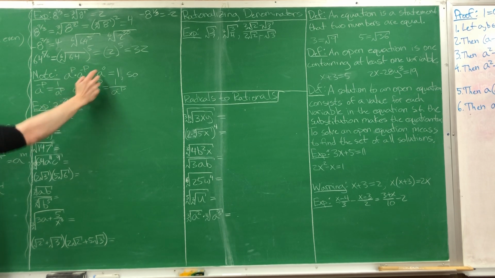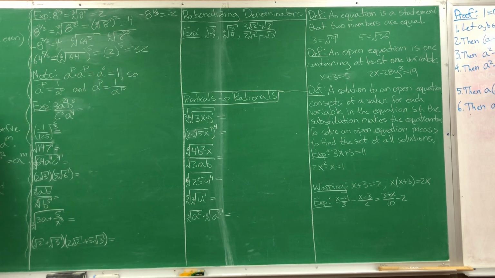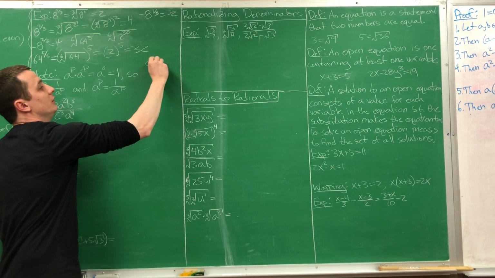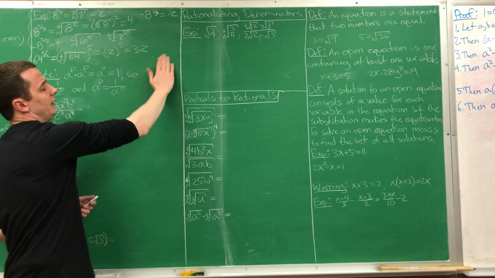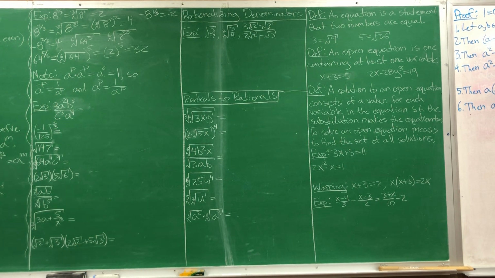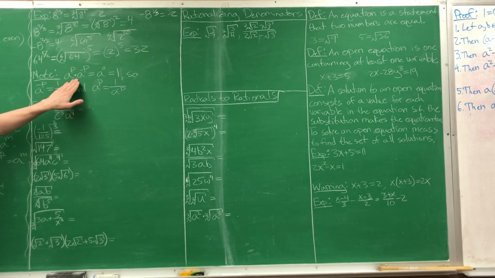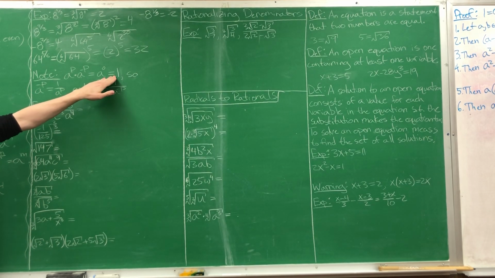Positive p plus negative p is 0. So a to the p times a to the negative p is a to the 0. What's a to the 0? 1. We define that for any number not equal to 0, a to 0 is equal to 1. I'm not sure in this class if we define 0 to 0 equal to 1. Sometimes I do that. I can't remember for this class. Anyways, so a to the p times a to the minus p is equal to 1, right?